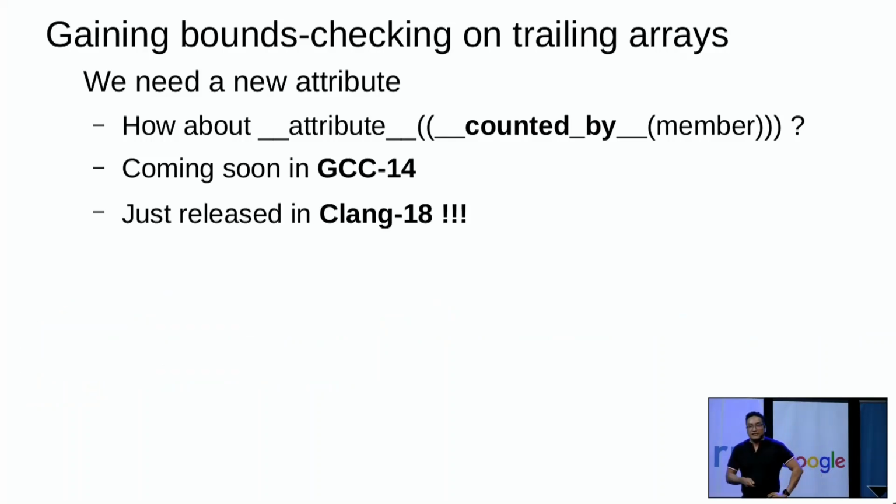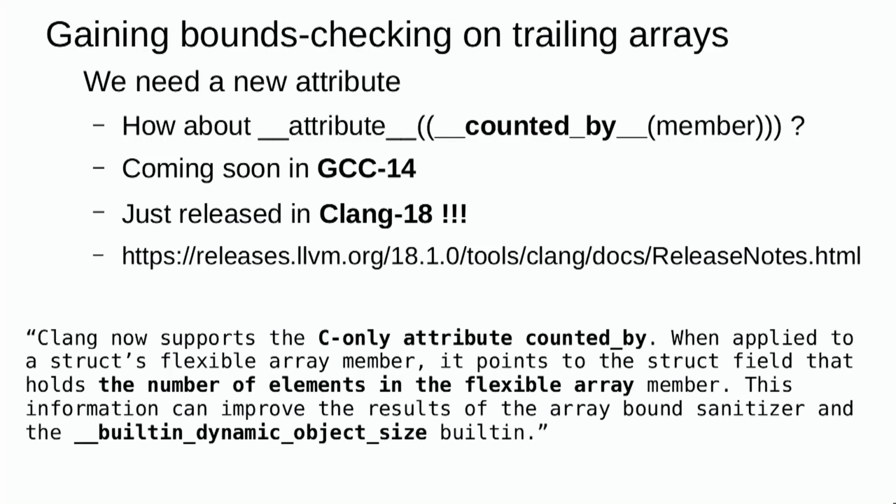The great news is that this attribute was just released in Clang 18. So this is already in the wild. And this is how this works. So this is part of the release notes. So yeah, the counted_by attribute is C only. It's only for the C language. And it is going to be applied to that variable that contains the total number of elements for our array at runtime. And well, this benefits another built-in function, in this case, __builtin_dynamic_object_size.